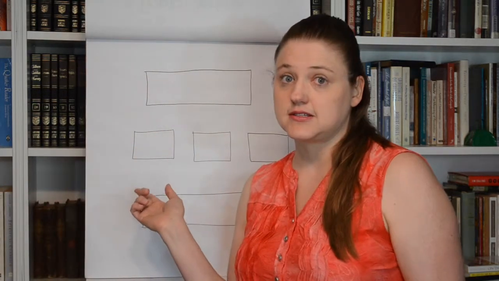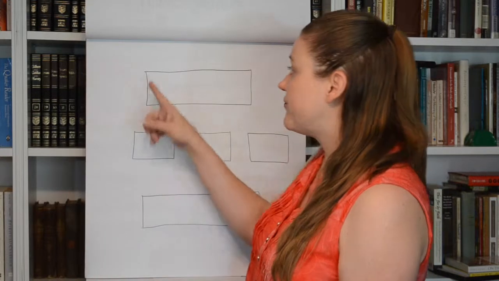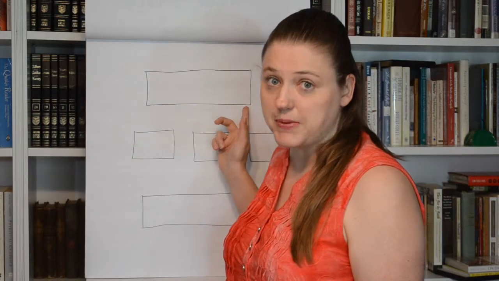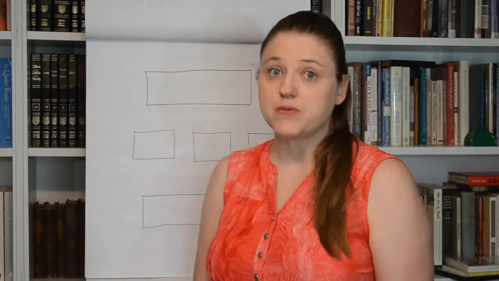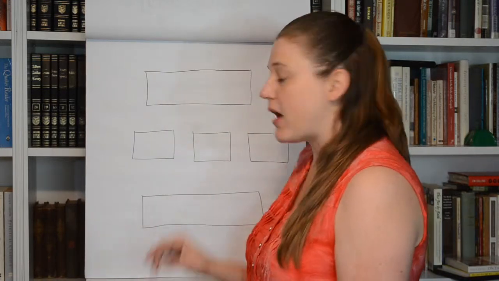So I give my students 5 boxes, and what these boxes are for, the top box is for the topic sentence, then these middle boxes are for our 3 reasons, and then the bottom box is for your concluding sentence.